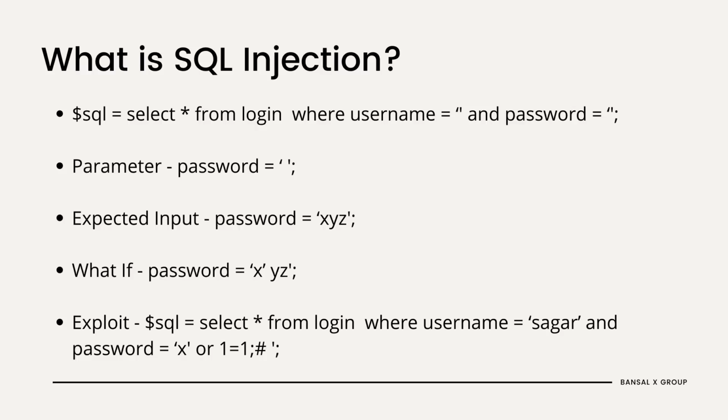Now once I am able to do that, I can write an exploit like select star from login where username equals Sagar and password equal X or 1 equals 1. So the system will check, okay, is there any user which is Sagar and is the password X? Or just check if 1 is equal to 1, which is always true. That is a tautology. 1 is always equal to 1, which means that the result will be true and it will return a true statement and I will be able to log in. This is the reason SQL injection occurs.